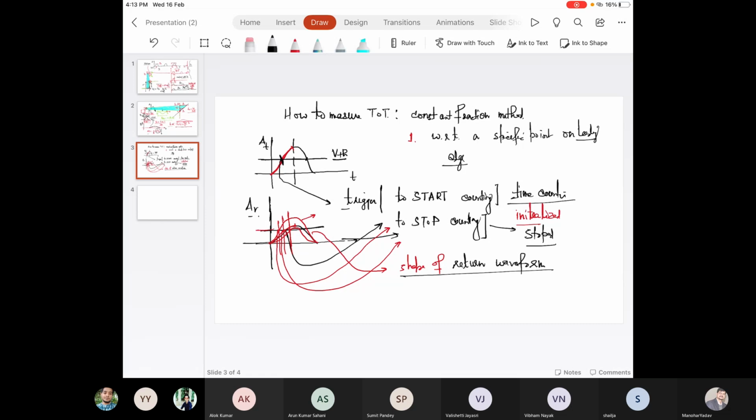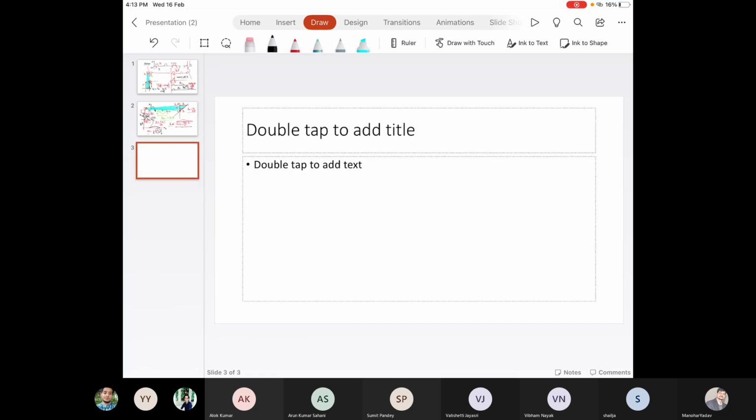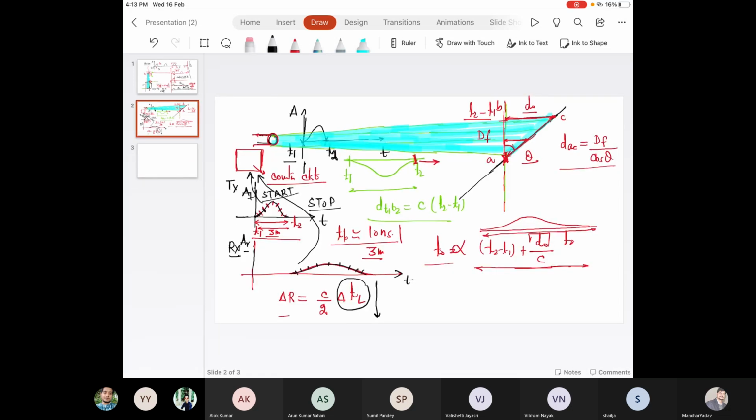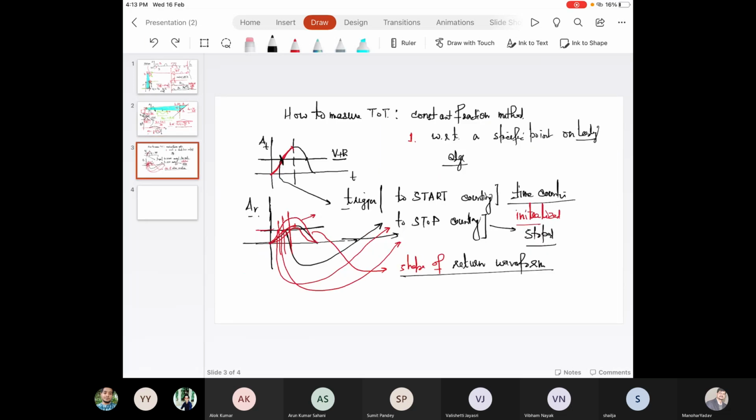Okay, and the change which you can notice over here, these are the differences you can notice. Okay, this is called range walk. Due to the change in shape of the return waveform, the range measurement is walking, like it keeps on increasing.